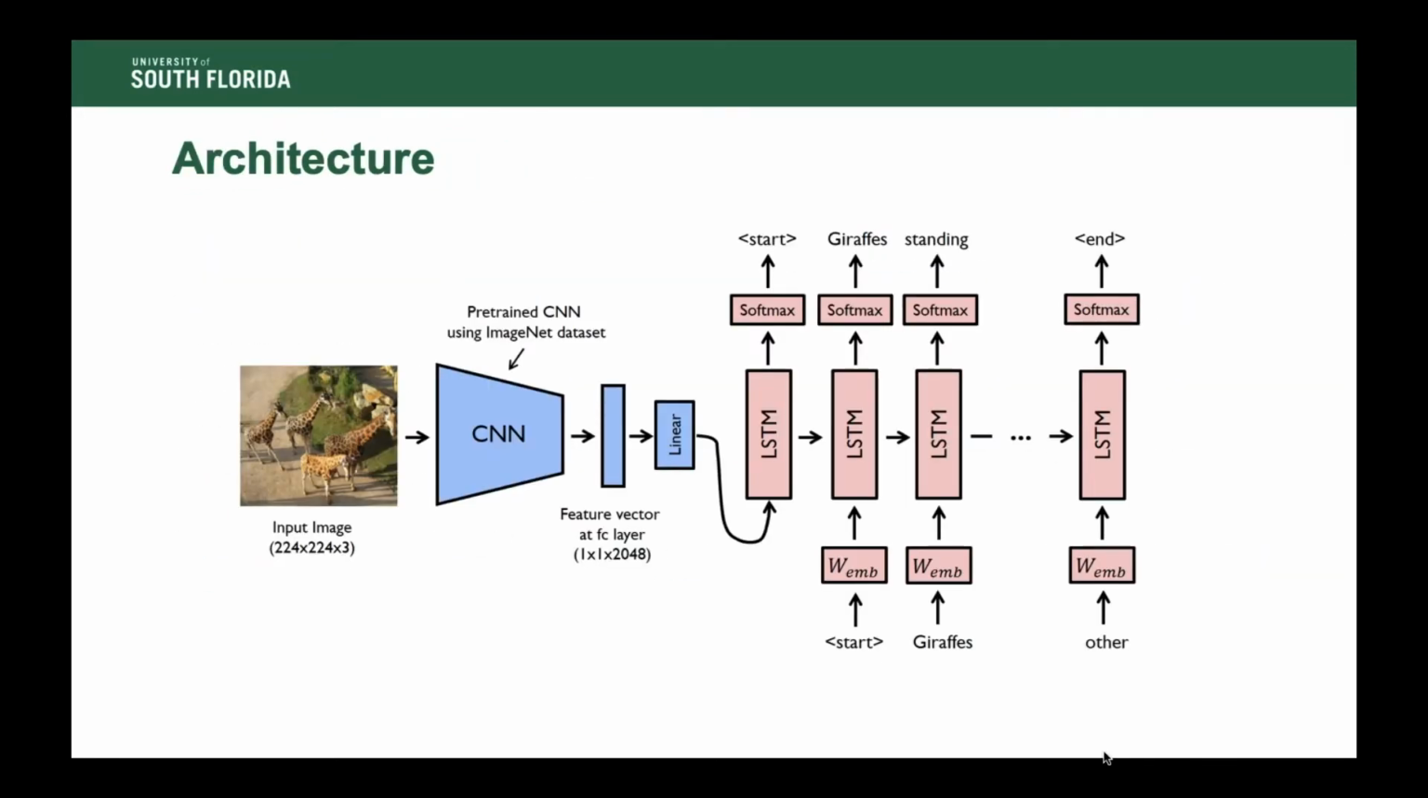This is the overall architecture of our project, where we have an input image, then we use a CNN to extract the features, and then we use an LSTM to predict the captions.